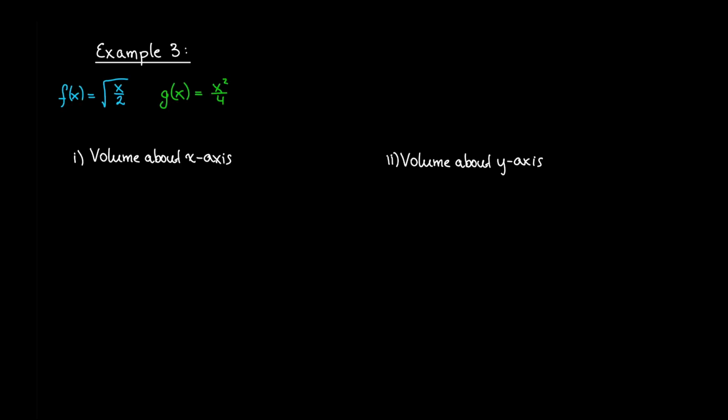For the final example, we have two functions. One of them is f of x, the square root of x over 2, and the other is g of x, x squared over 4. And we're asked to find two different volumes: the volume when they're both rotated around the x-axis, and the volume when they're both rotated around the y-axis. So once again, let's first visualize these two functions on a graph.